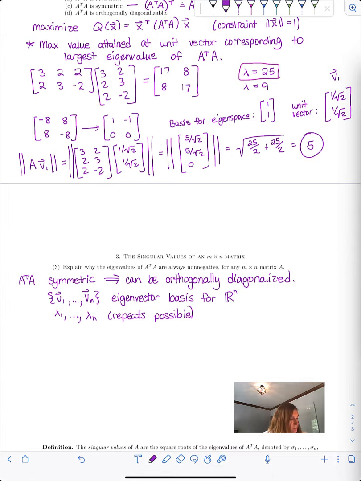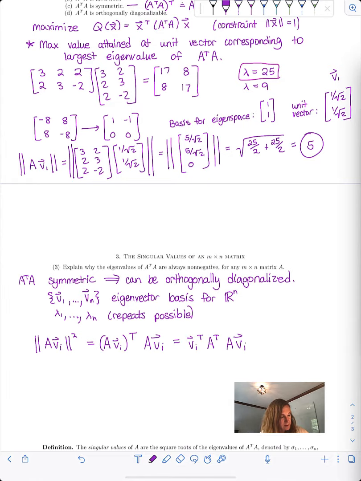Okay, so let's now look at the length. And you might wonder why I'm doing this, why all of a sudden I'm taking the length of AVi squared. You'll see why in a moment, so bear with me on this. Remember that to take the length squared, we take our vector AVi, transpose it, times our vector AVi. And that equals, again, we distribute our transpose and flip the order, and so we get A transpose A in the middle here.